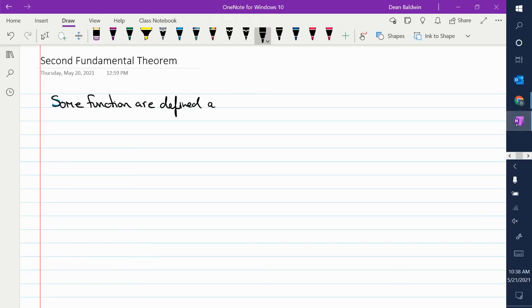Functions are defined as integrals. Okay, which seems like a weird idea. You already know of one of them. Nobody's just ever showed you this before because you didn't know what an integral was. And it looks like this.